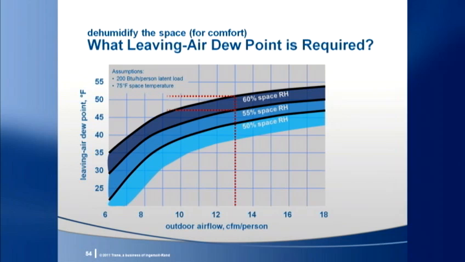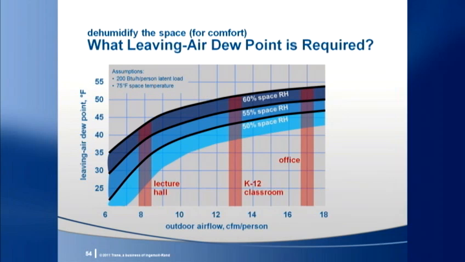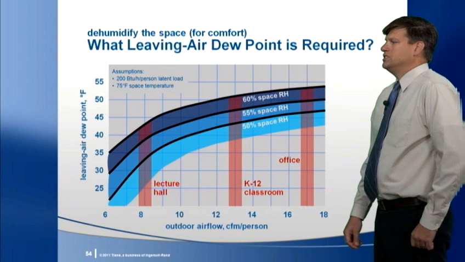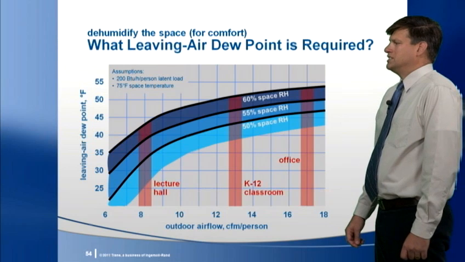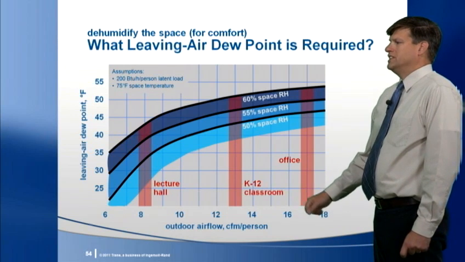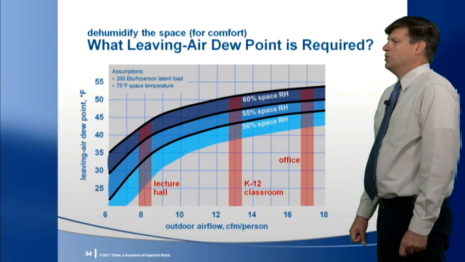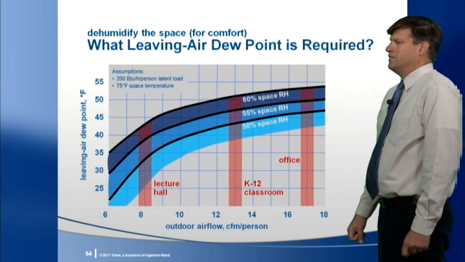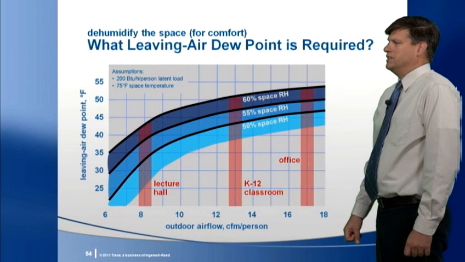Next, we can overlay the required ventilation rates for some typical applications. This gives us an idea of how dry the air needs to be. For an office using the default occupancy density suggested by ASHRAE 62.1, the ventilation rate would be around 17 CFM per person. With a 55% RH limit, a leaving air dew point of 50 or below may be needed.